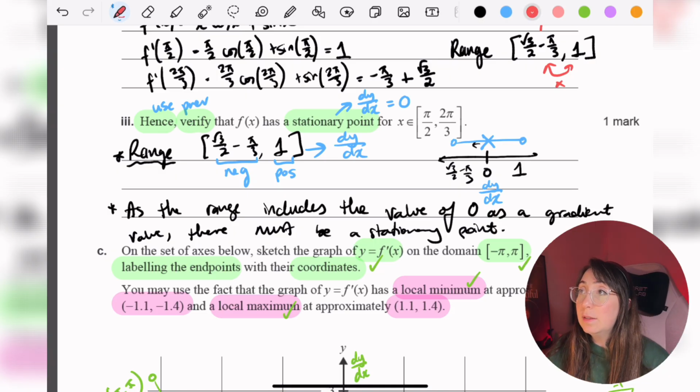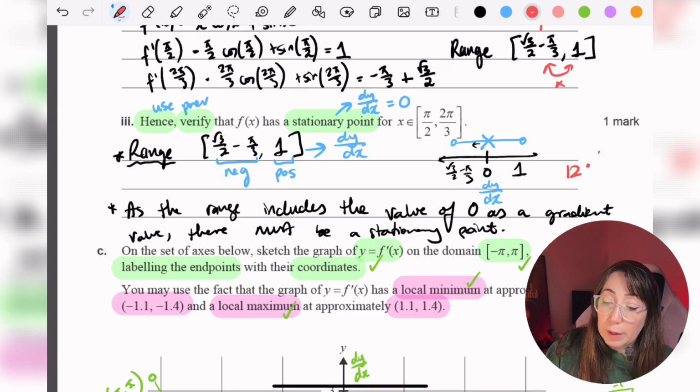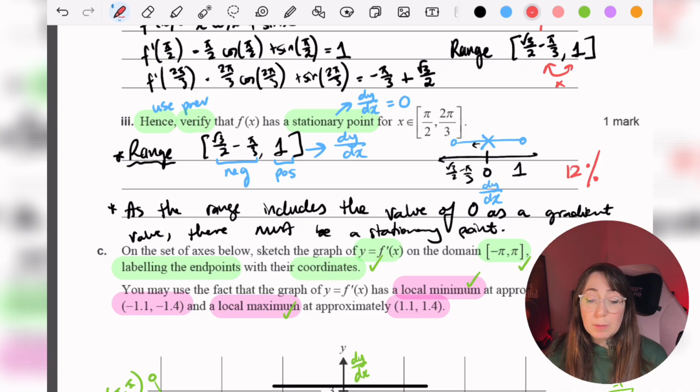Now for the examiners, only 12% of students were able to get this question. This one's quite tricky because it's kind of like an understanding question. So some students might have known what the answer is but couldn't quite express it. Others might just not have been able to understand exactly what it's trying to say.